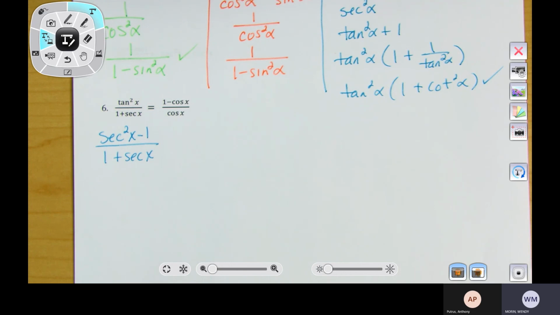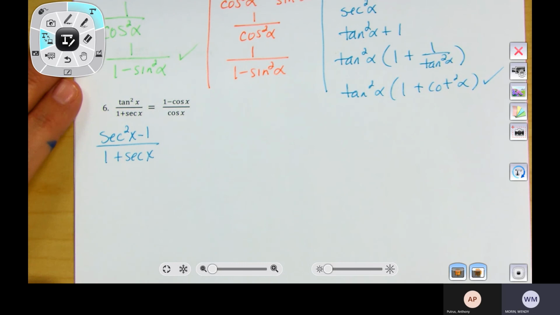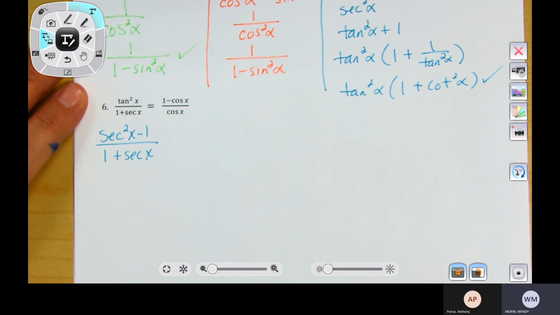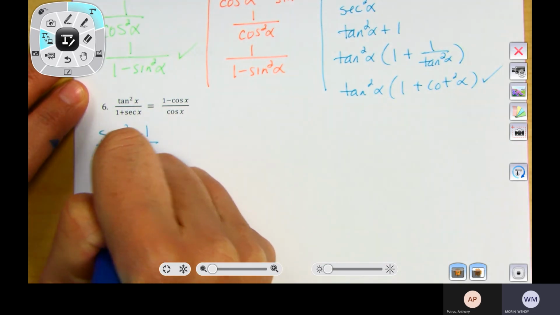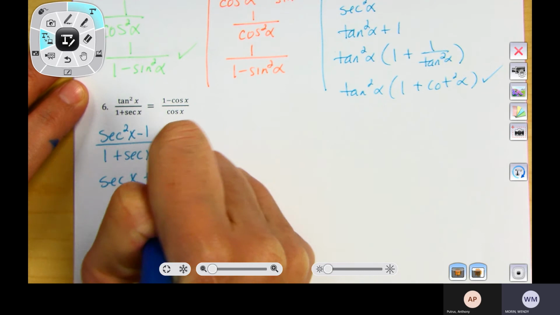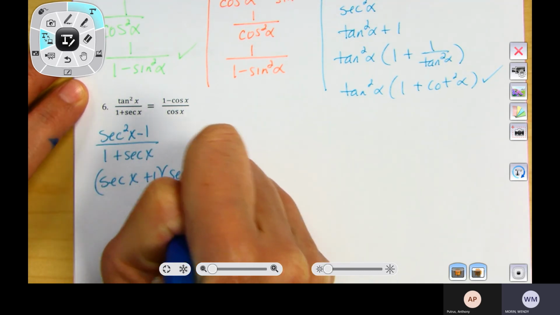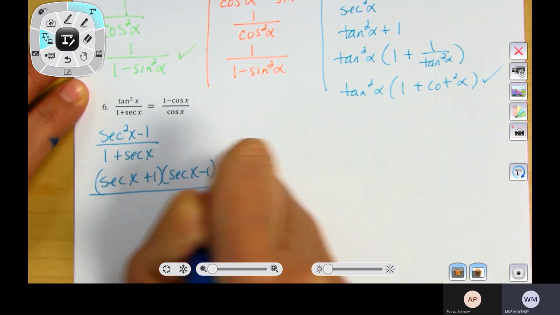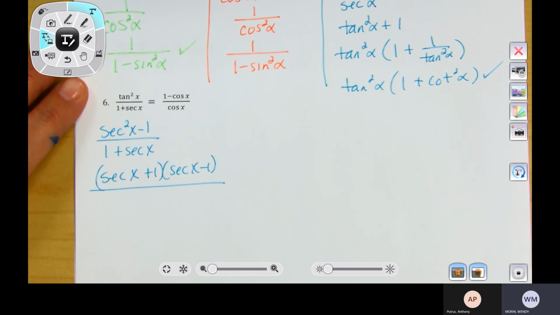Your favorite F word. Factoring. All right, that's your favorite F word? Or is that your second favorite F word? Your first one is factoring, isn't it? Your second one is fractions. That's right. How do I factor a difference of squares? Secant plus 1 times secant minus 1. Difference of squares.